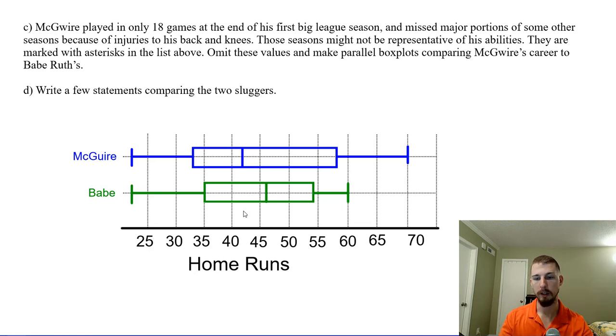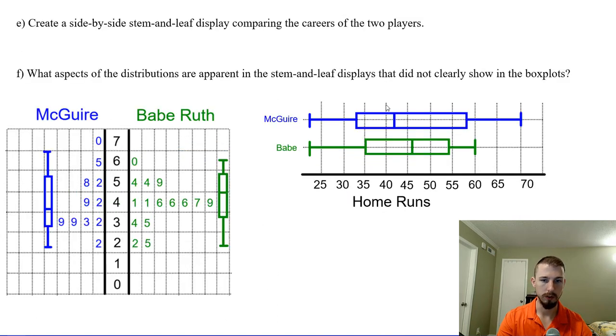He typically had more home runs in the season, but McGwire had some seasons that were better than the best seasons of Babe Ruth. So he would have the record. Anyway, you can describe that with just a few sentences, however you like.